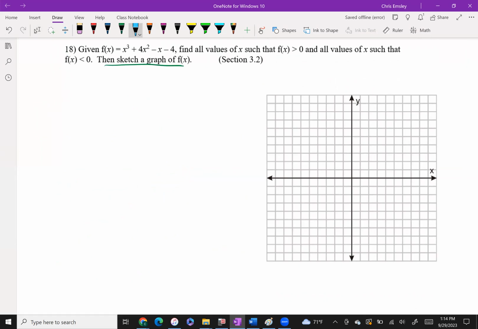When we need to sketch the graph of a polynomial function, the most important points that we could find are the zeros or the x-intercepts of that function. So we want to solve this equation right here for x.